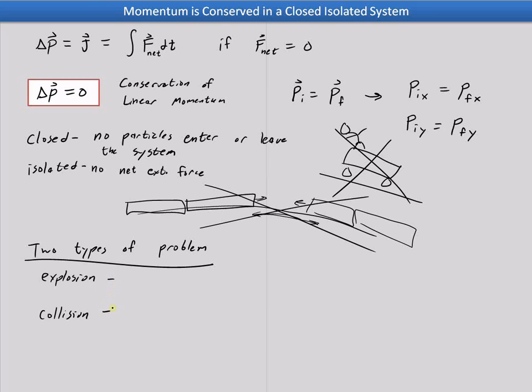Now, in an explosion, the kinetic energy is definitely not conserved. The kinetic energy of the system is definitely going to change as a consequence of exploding. What's happening is internal energy is being changed into, for the most part, kinetic energy when the object explodes. So the kinetic energy tends to increase in an explosion. Whereas in a collision, the kinetic energy may or may not be conserved.